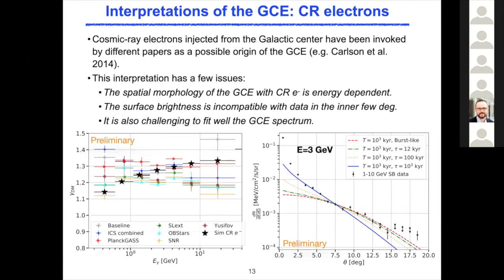On the right, in addition, it is difficult to fit the inner few degrees of the surface brightness with this interpretation, because the surface brightness from cosmic ray electrons is too flat. So probably you need an interstellar radiation field that increases a lot in the galactic center. It is also challenging to fit the galactic center excess spectrum.